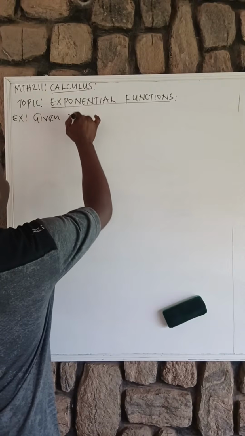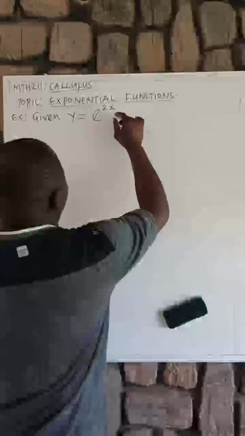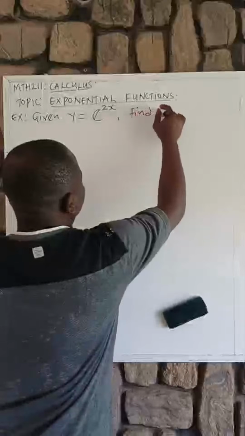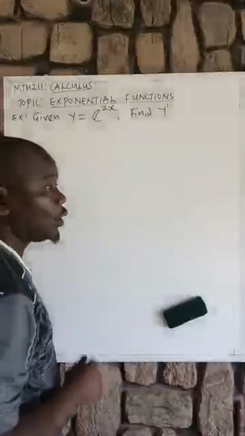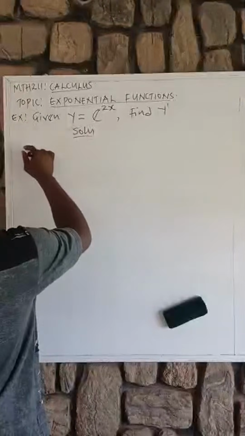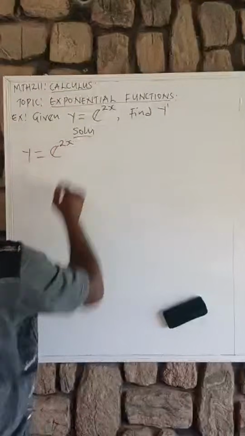Given y, now say find y prime. Okay, so we now write the solution: y is equal to exponential 2x.